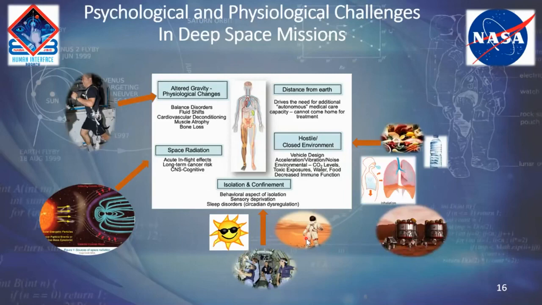Hostile environment, vehicle design. We have to design a vehicle to deal with a hostile environment, like, for example, radiation effects, carbon dioxide levels, toxic levels. But we also have to deal with feeding the astronauts for a long period of time, especially when we go to the moon. But habitat design is obviously a critical factor because it's very difficult for astronauts to work and live in a very confined environment.